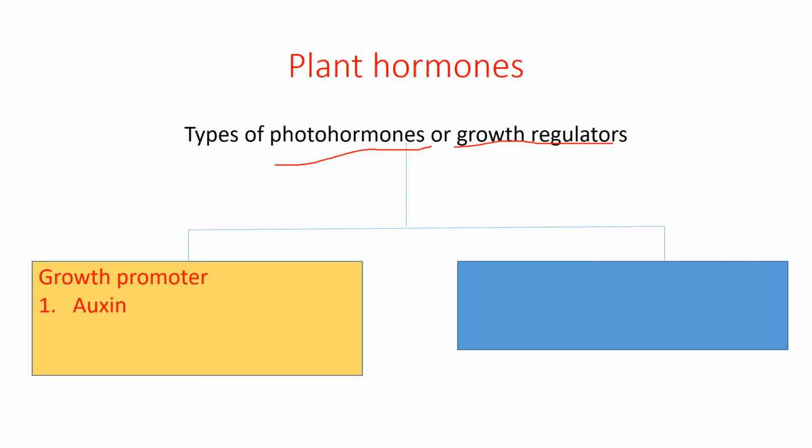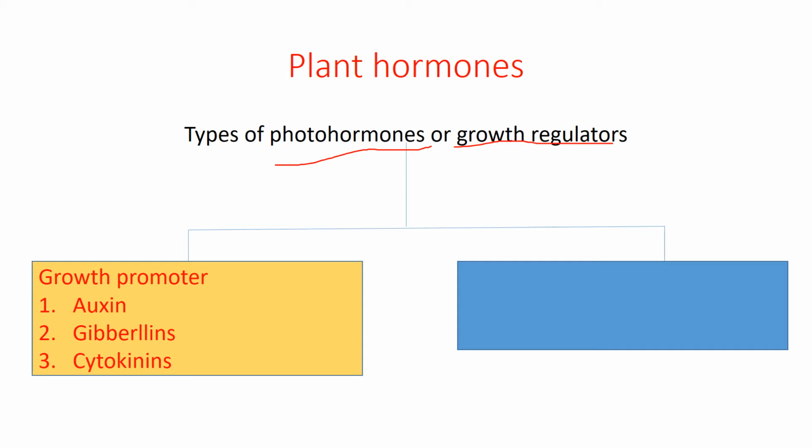In growth promoters, we will learn about auxin. Auxin is used in cell elongation and auxin is light sensitive. Another one is gibberellins. Gibberellin stimulates stem elongation and it expands the leaf. And the third and last growth promoter is cytokinins.